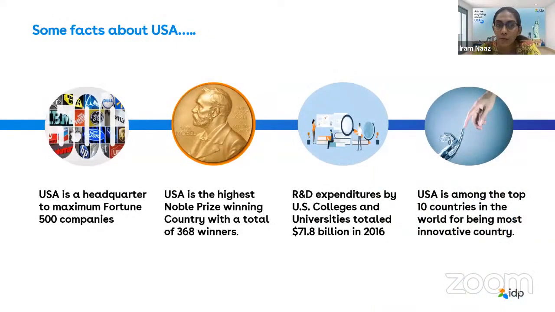And some facts about USA. USA is the headquarters to the maximum number of Fortune 500 companies. USA is the highest Nobel Prize winning country with 368 winners. And R&D expenditure by US colleges and universities was 71.8 billion in 2016, which is the highest throughout the world. USA is among the top 10 countries in the world for being the most innovative country.